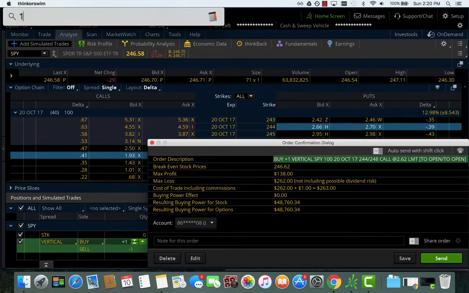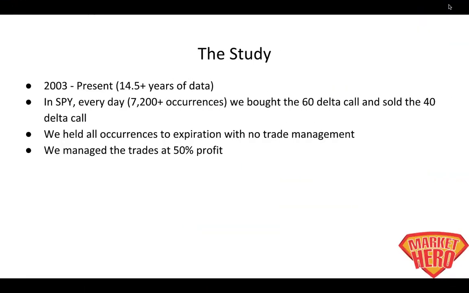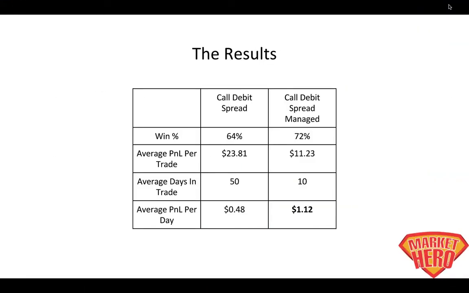138 is our max profit. Half of that is $69, and we add that on to the 262. So if the value of this spread ever got to 331, that would be our 50% management, and we go ahead and buy it back at that point. Let's see how different that is.